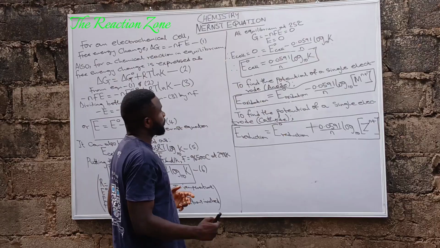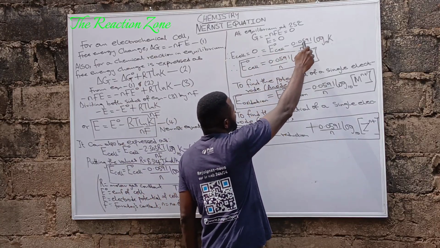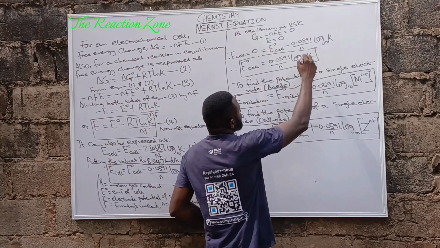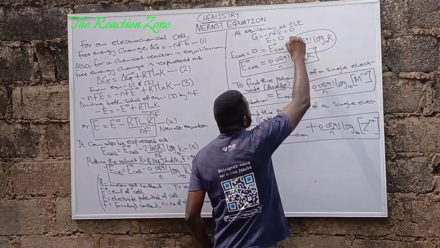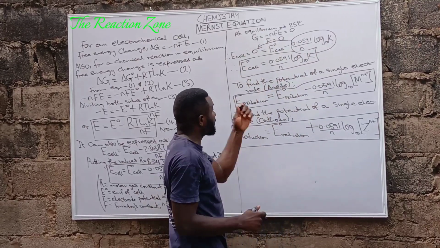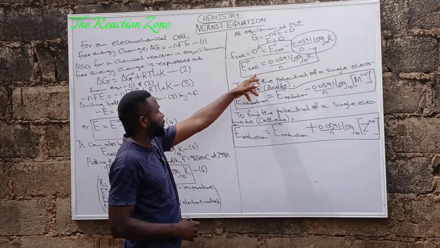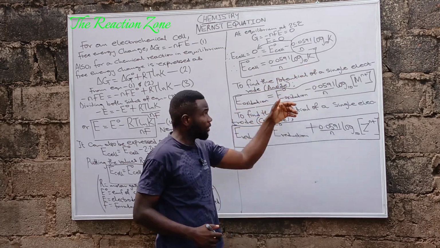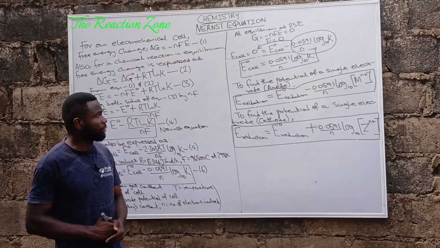And when that is done, the equation becomes 0 is equal to E naught cell minus 0.0591 over n log K base 10. So everything that is here can be taken to the left-hand side of this equation, since the value of E cell is 0. And when that happens, the equation becomes E naught cell is equal to 0.0591 over n log K base 10. Now this formula can be used to find the EMF of the cell.